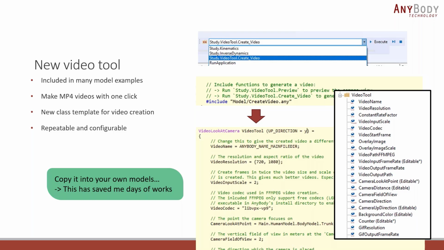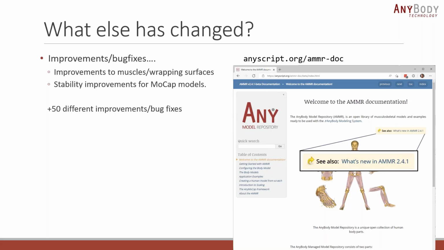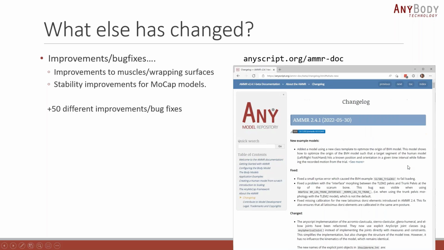And yeah, what else has changed? As I said, there were a lot of improvements and also some bug fixes. If you want to know exactly what has changed, you can go to the documentation for the model repository, and there is a link called What's New in MMR 241. If you click that, you get the whole changelog, and you can look through it to see if any of the changes affect your work. Be sure to check both version 241 and 240, as they are almost like one version.